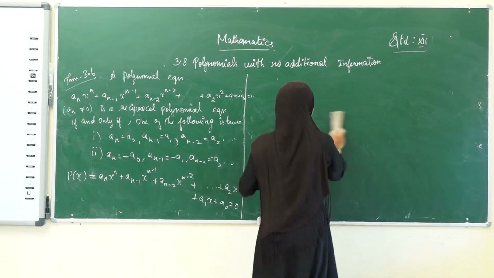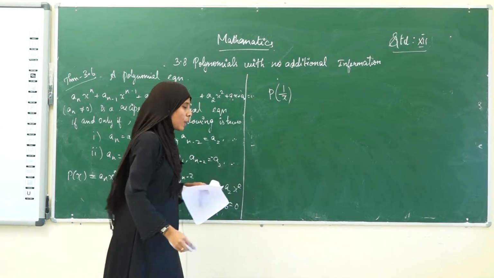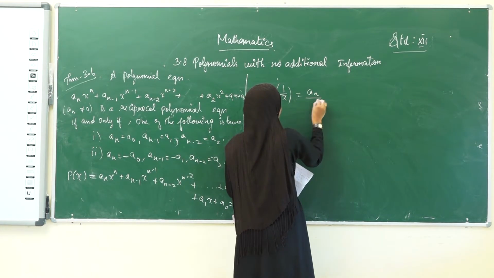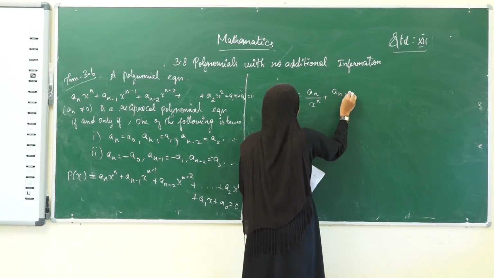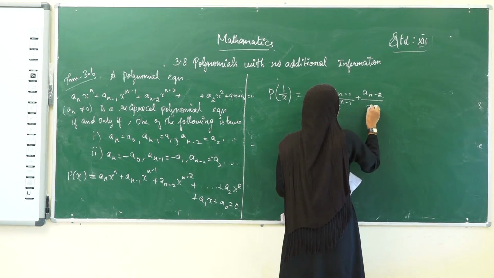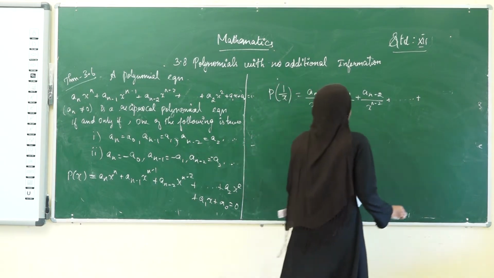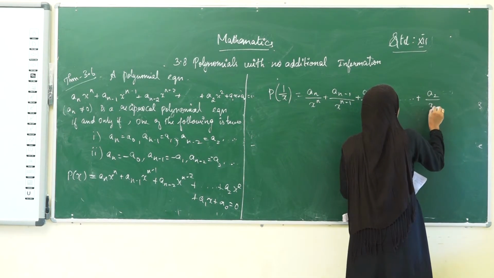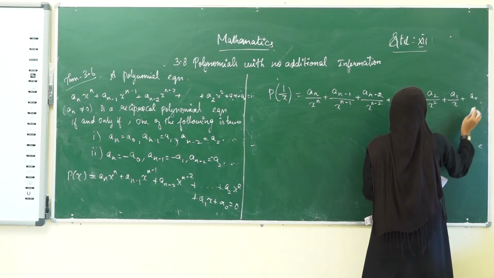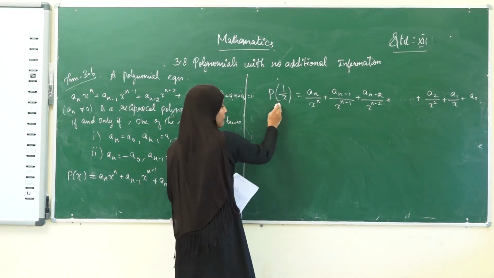Now we are going to find p of 1 divided by x. What we are going to do? We are going to substitute 1 by x instead of x in this equation. That is an divided by x power n plus an minus 1 divided by x power n minus 1 plus an minus 2 divided by x power n minus 2 plus up to etc. plus a2 divided by x square plus a1 divided by x plus a naught. Okay, this will be the equation we will get when we substitute 1 by x instead of x.